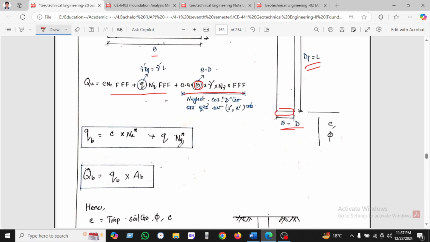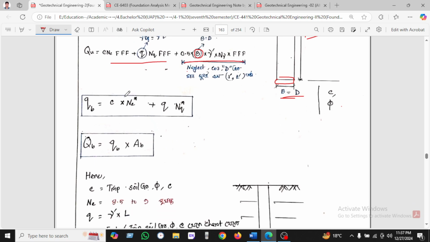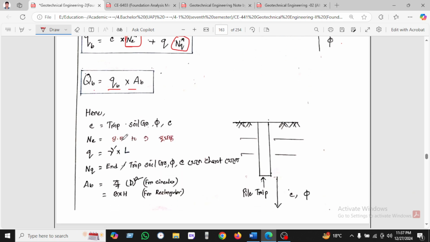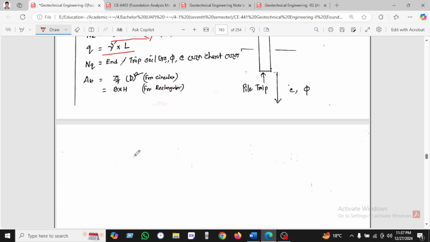Nc star plus q into Nq star. So we will see how Nc equals the fixed value, which is 9, and Nq star we will find from the graph. The end bearing is Qb equals that into Ab. So C is the soil cohesion, and Nc value we know is 9, and q equals gamma into L.